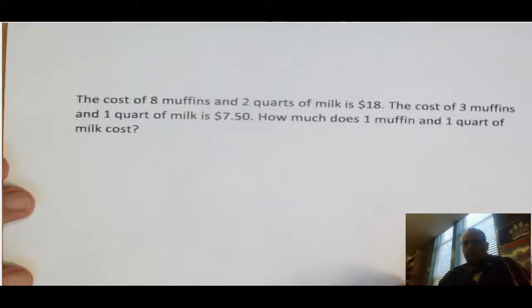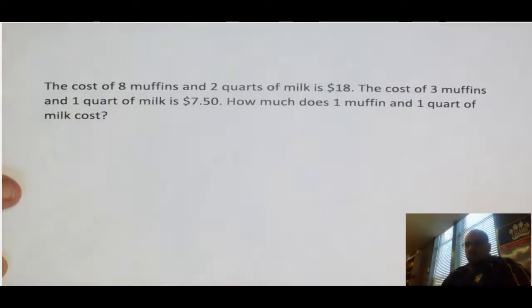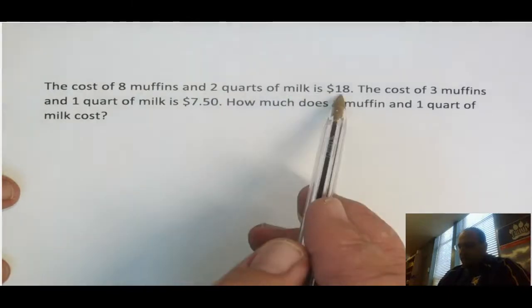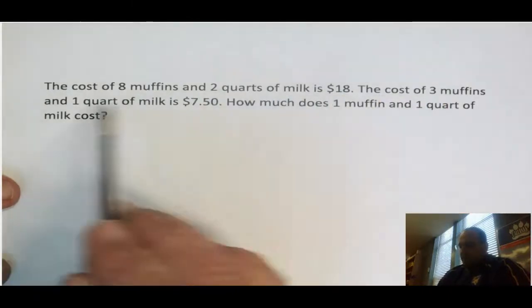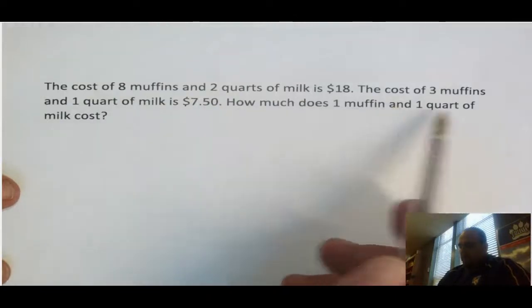My other problem is about muffins and quarts of milk. It says the cost of 8 muffins and 2 quarts of milk is $18. The cost of 3 muffins and 1 quart of milk is $7.50. How much does 1 muffin and 1 quart of milk cost?